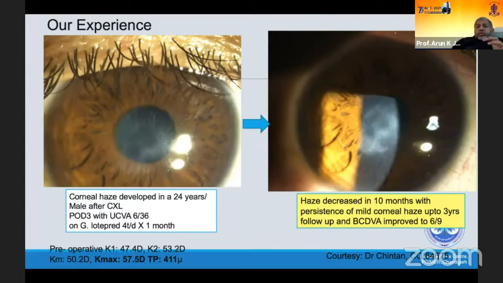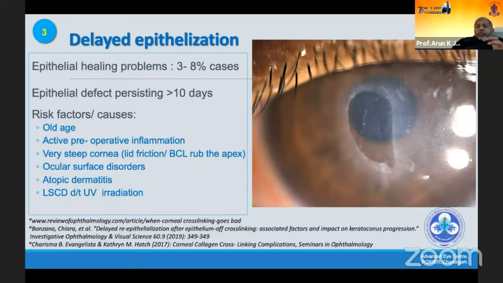Then the next complication we can see is delayed epithelialization. This is a case from my clinic. As you can see, we have a heaped up margin of the epithelium.